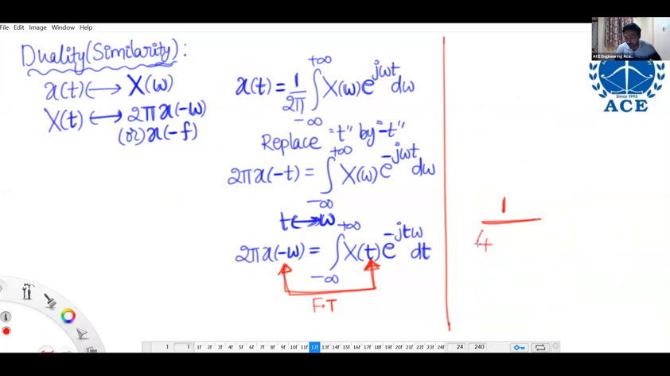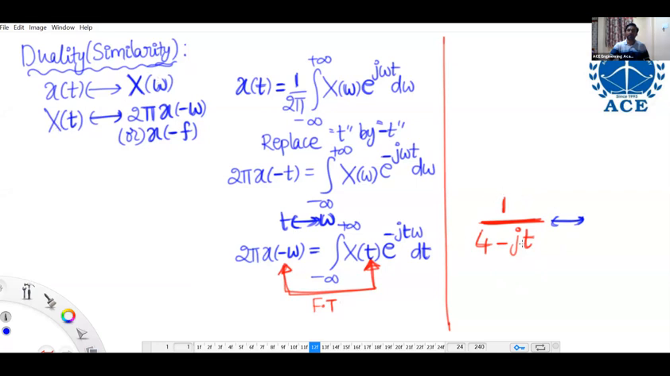Suppose I have given 1 by 4 minus jt. What is the Fourier transform of 1 by 4 minus jt? By looking at this expression, you should get the idea what is its original form. 1 by a minus jt: in place of t, what must we have originally? Omega.